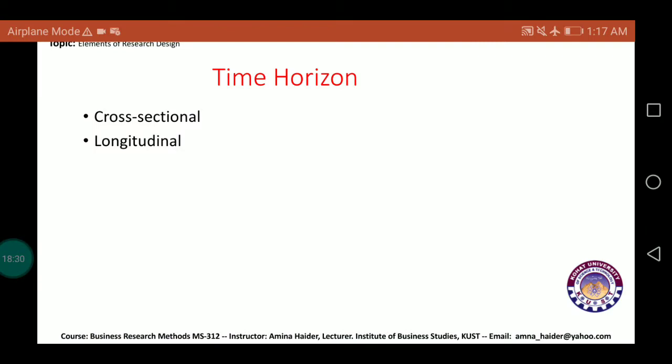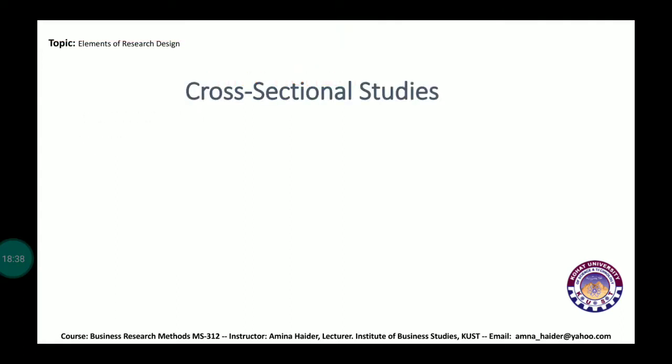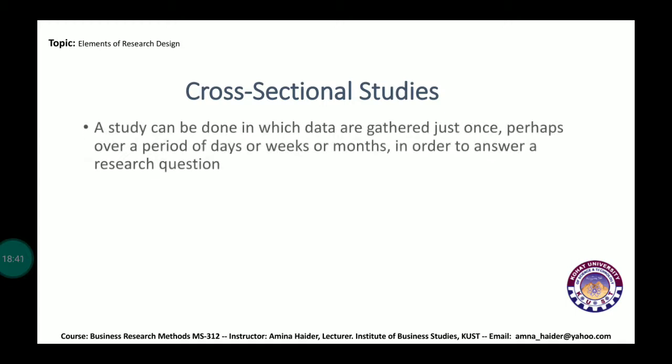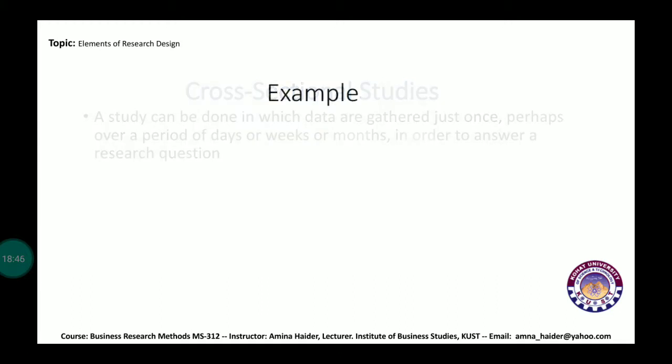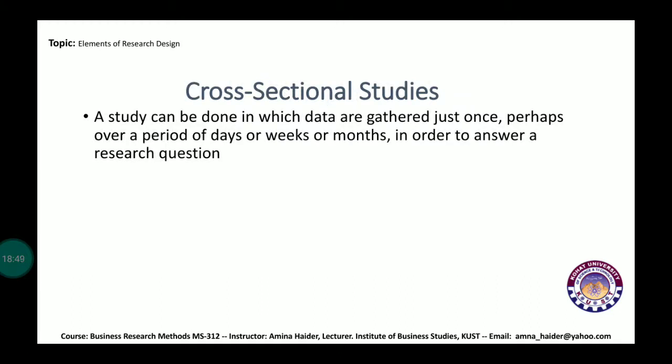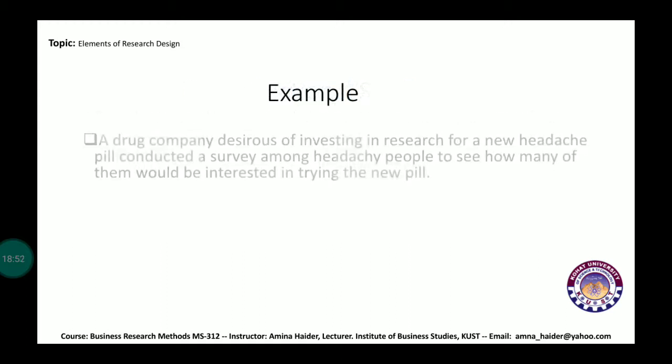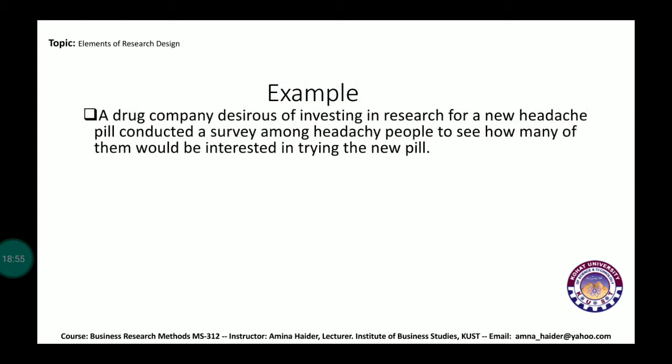On the basis of time horizon, we can divide the research study into cross-sectional study and longitudinal study. A cross-sectional study can be done in which data are gathered just once, perhaps over a period of days or weeks or months, in order to answer a research question. Example: a drug company desirous of investing in research for a new headache pill conducted a survey among headachy people to see how many of them would be interested in trying the new pill.